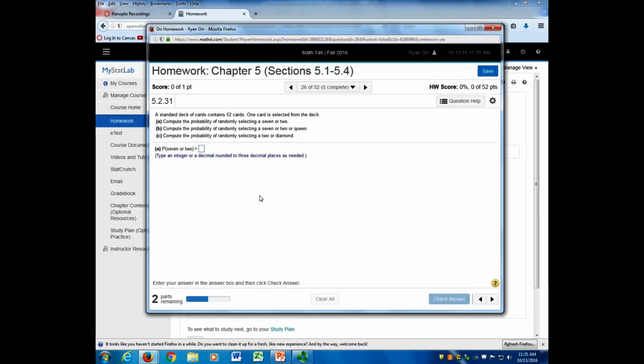Does this look right? Who asked the question? I couldn't even tell. Oh, okay, I'm reading. So, this is a standard deck of cards with 52 cards. One card is selected from the deck. The probability of randomly selecting a 7 or a 2. Which one was it, all of them or just a particular one that got you? I think it was just selecting a 7 or a 2 or a queen.